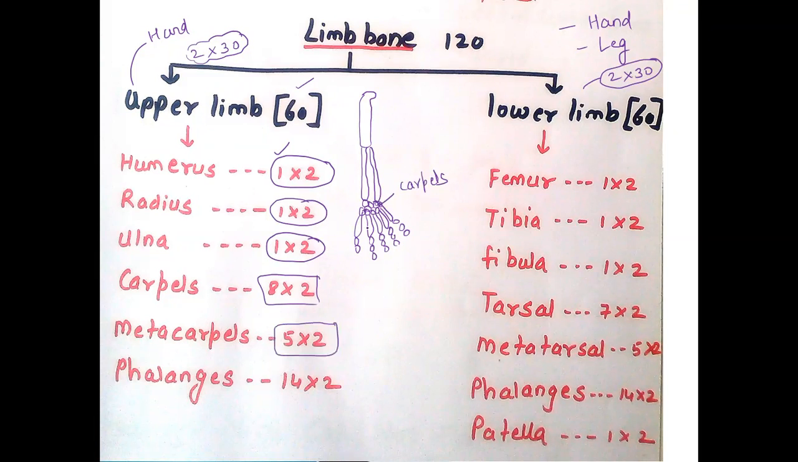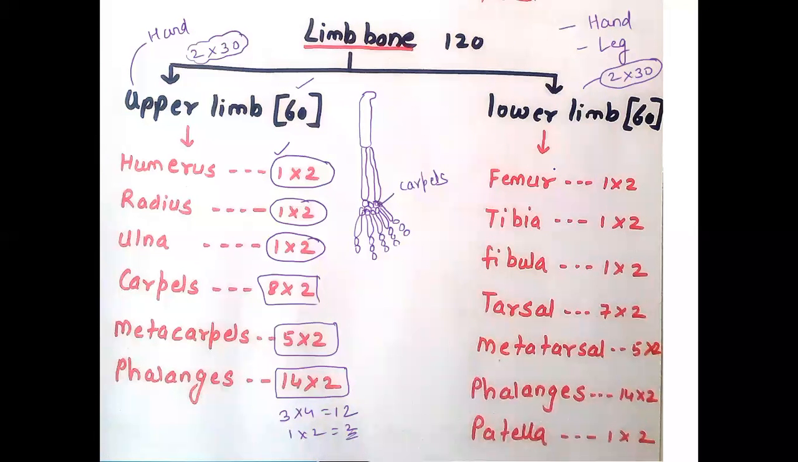So here you count, there is 5, and phalanges is 14. How 14? Because in each finger there will be 3. So 3 into 4 will be equal to 12. But in the thumb there is only 2. That is why it is 2. So total you get 14 phalanges. So when you calculate all this, you will get 60 bones present in the upper limb.